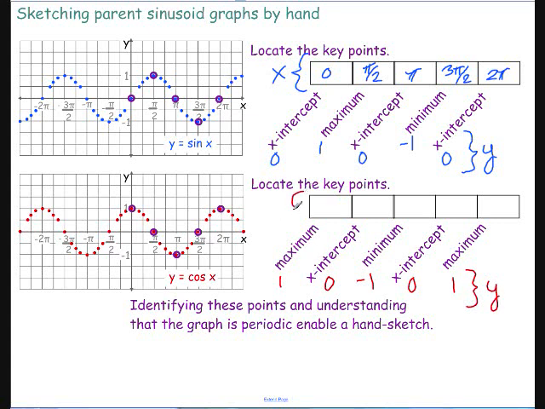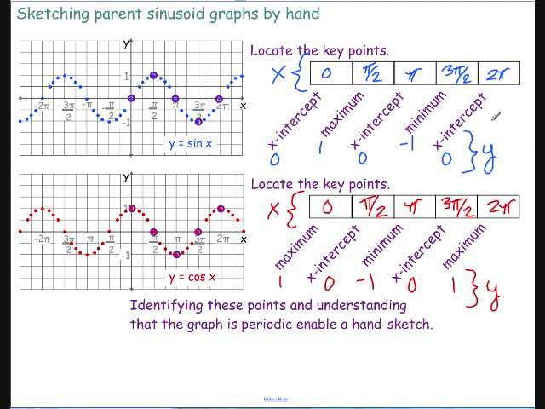My x values are... excuse me, I didn't mean that. No way. My x value is not at angle 1, it's at 0. My x-intercept, the first one, is at pi over 2. I get to my minimum value at pi. I come back to my x-intercept at 3 pi over 2. And I end that first cycle at 2 pi.